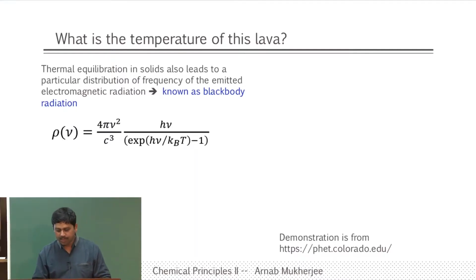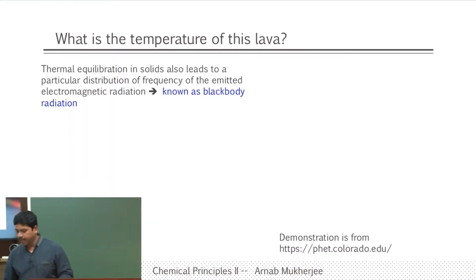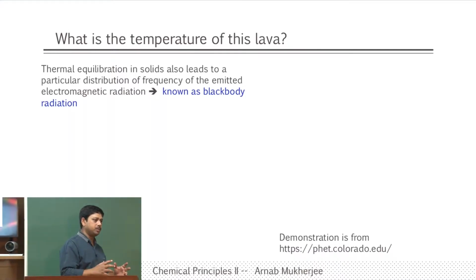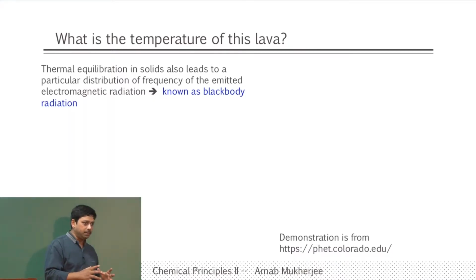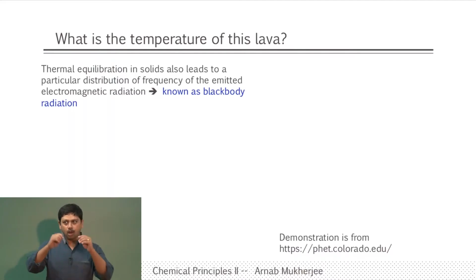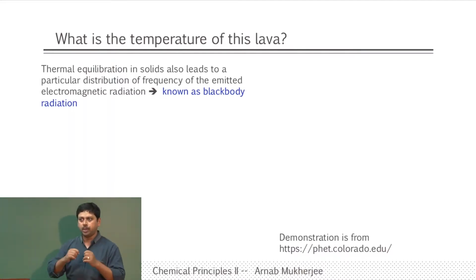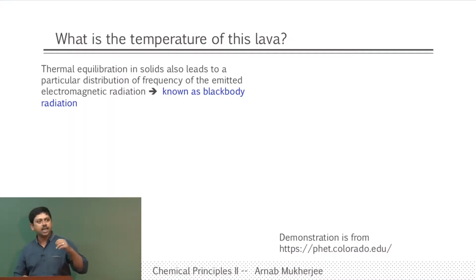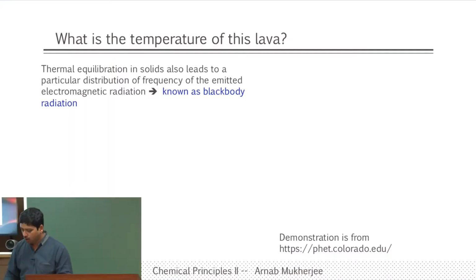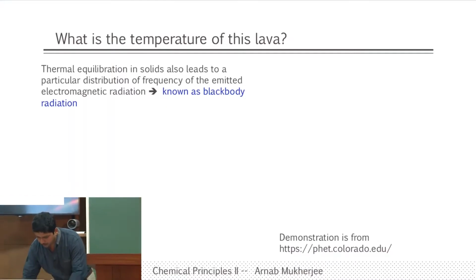Now what do we mean by that? We mean that when a solid object is in thermal equilibrium, the atoms of that object, or rather the charges present in that object, will fluctuate, giving rise to electromagnetic radiation. So we are going to show a demo of that.